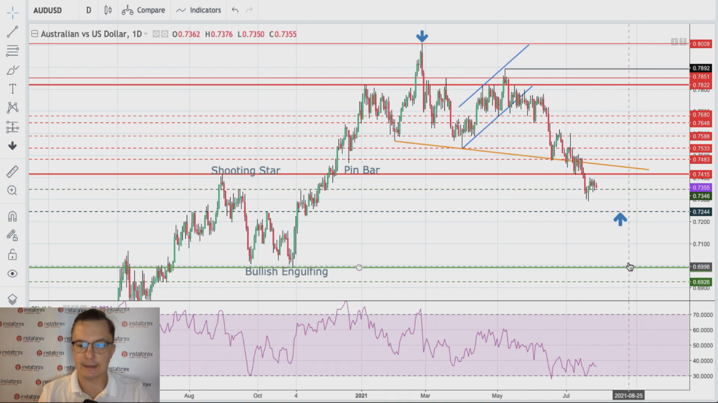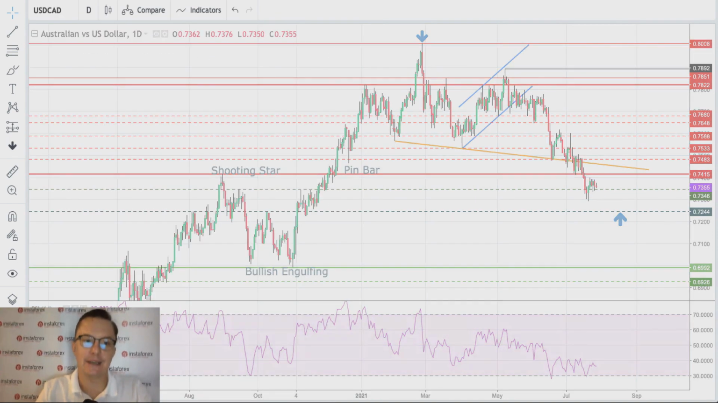The ultimate technical support is 6,992, which is the support tested last time in 2020 on the 2nd of November. So please keep an eye on the Australian dollar. It looks like it keeps going down.